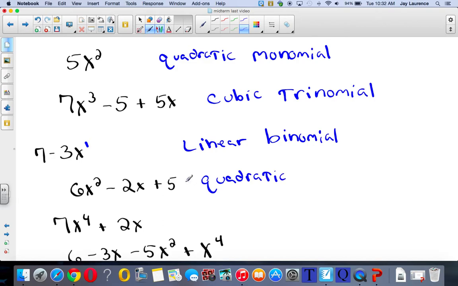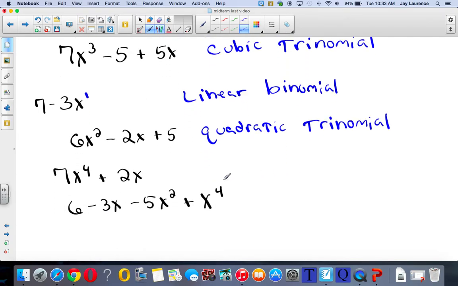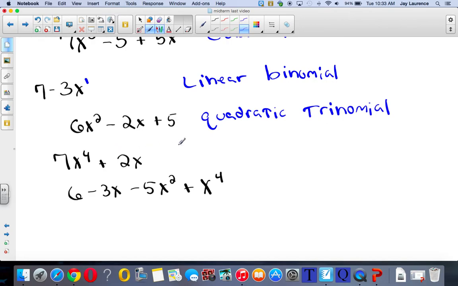Quadratic because the highest exponent is 2. I've only said that like 8 billion times. All right, how many terms? 1, 2, 3. It's a quadratic trinomial. Very good. All right, this one here, highest power is 4. That makes it quartic.